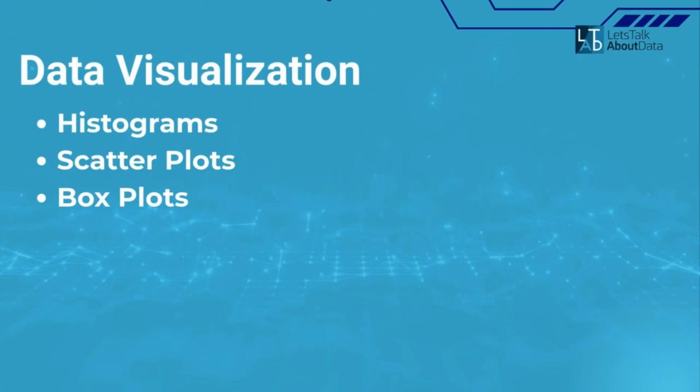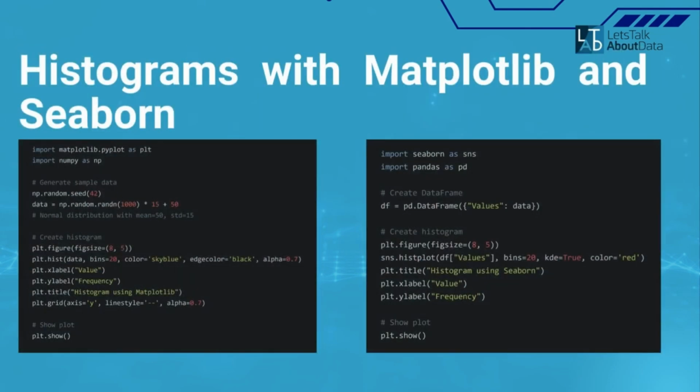Now, let's move on to data visualization. Histograms are great for visualizing the distribution of a single variable. We can create histograms using plt.hist from matplotlib or sns.histplot from Seaborn. They show us how frequently different values occur in our data.